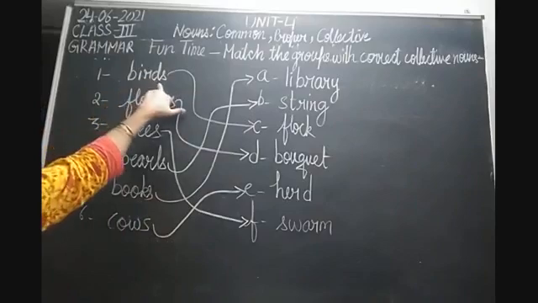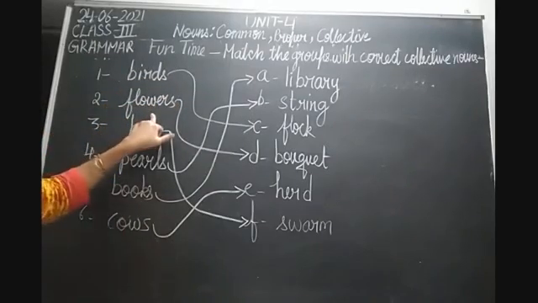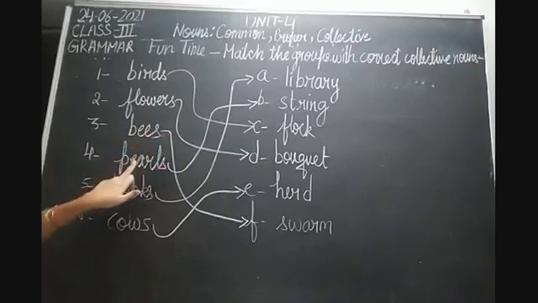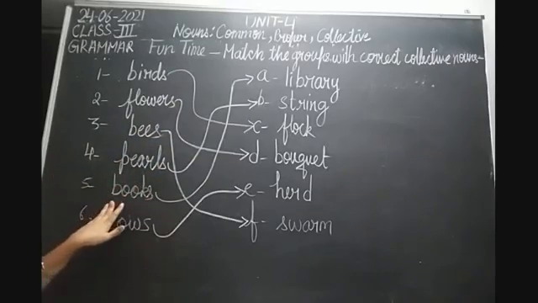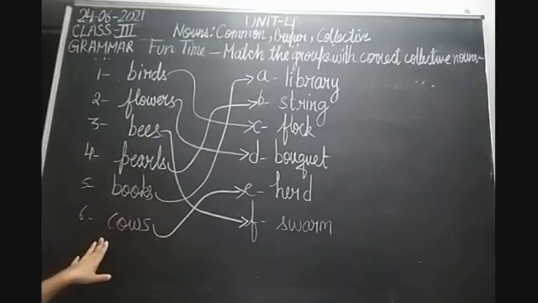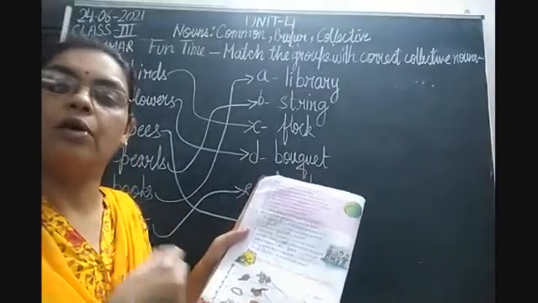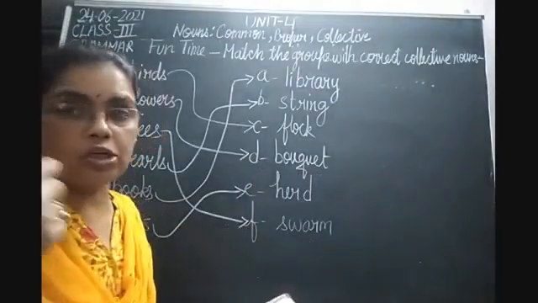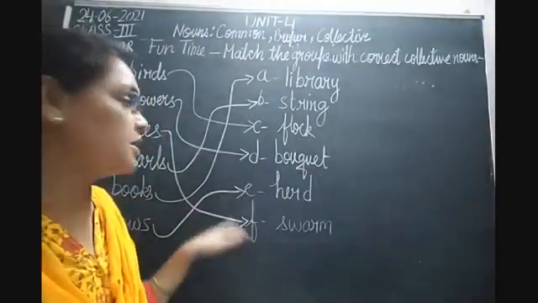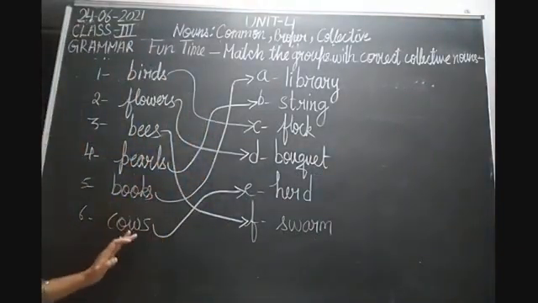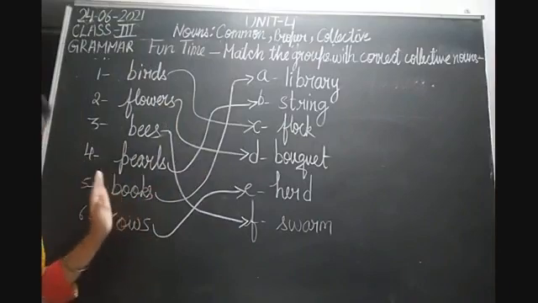Again, I am repeating. A flock of birds. A bouquet of flowers. A swarm of bees. A string of pearls. A library of books. A herd of cows. Library में books होती हैं. And as you can see in the picture, जो माला होती है मोतियों की माला, वो मोतियों से बनती है. और string मतलब माला को बोलते हैं. And pearls किसको बोलते हैं? मोतियों को. So with this, we have finished our unit 4.